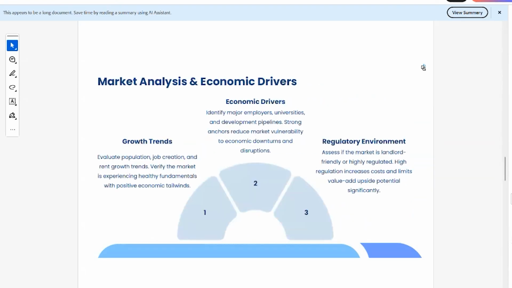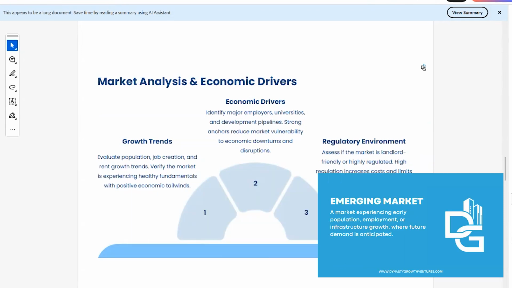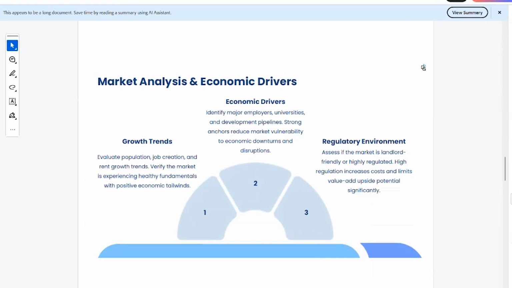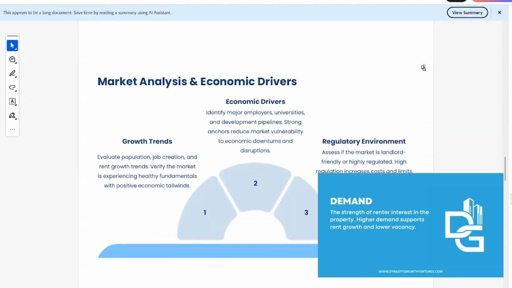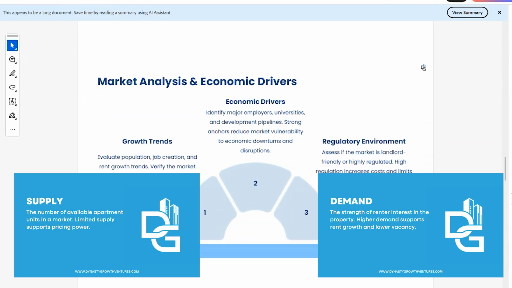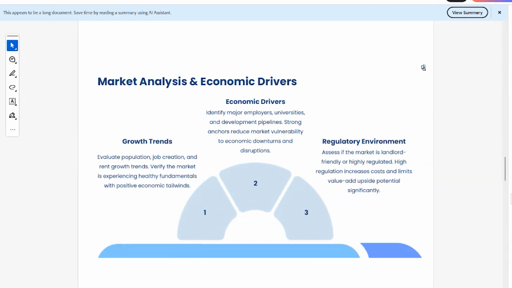Market analysis and economic drivers. We are investing in emerging markets, right? So we're going to add value to stimulate some rent growth, but also the market itself should stimulate rent growth from all of the economic development in the area, all the new jobs coming in. All this stimulates demand. When demand exceeds supply, the price naturally goes up. You have more people competing for the same apartment units, so price will naturally go up. That's why it's so important to invest in the market with the right growth trends. So we'll get into that too.